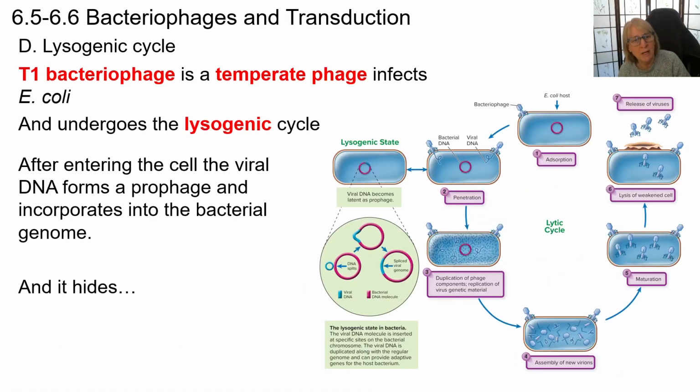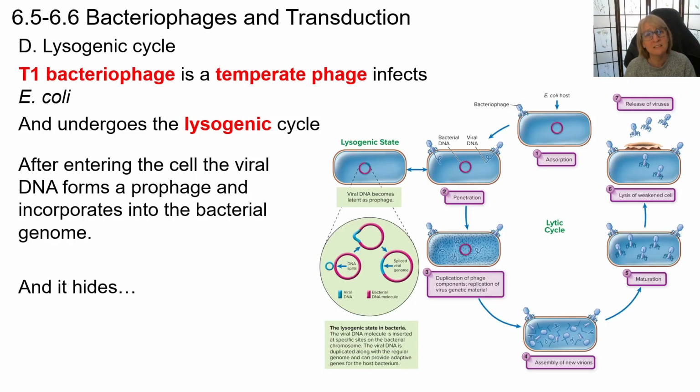The T1 bacteriophage, not T4, which is what we were just looking at, T1, the one that infected our colonies in the very beginning of chapter 6, is called a temperate phage. Temperate means that it can temper its response depending on the health of the bacteria that it's infecting. It can undergo the lytic cycle. It can infect, explode the bacteria at the end. Or it can undergo the lysogenic cycle.